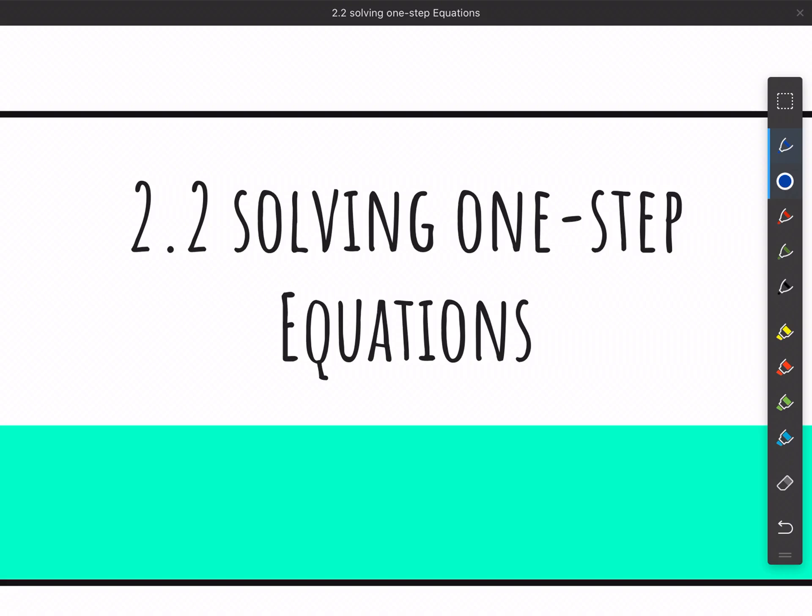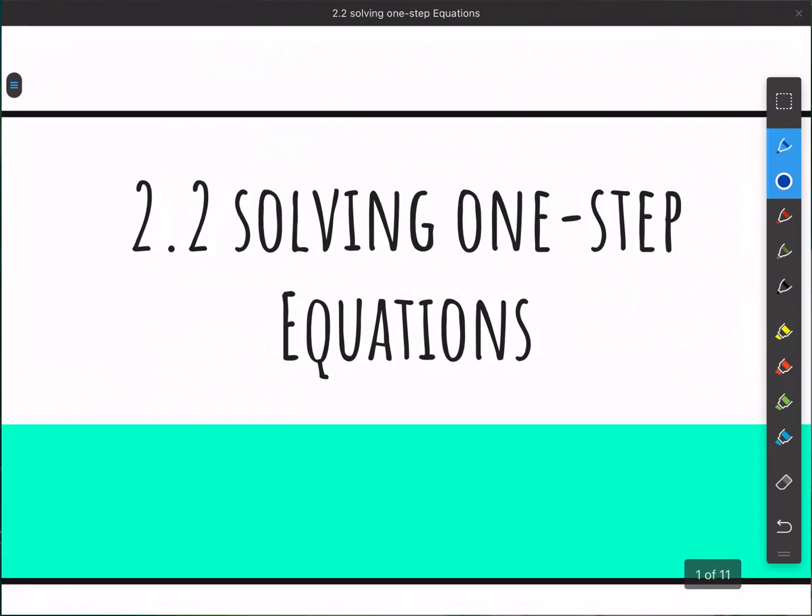Welcome, Algebra 1, section 2.2, solving one-step equations. Hey guys, I hope that you have seen the things that I'm about to present before, at least most of it. This might be a big review for many of you, but that's okay. It's a good review. So we're going to get into some golden rules of how to solve equations in algebra.